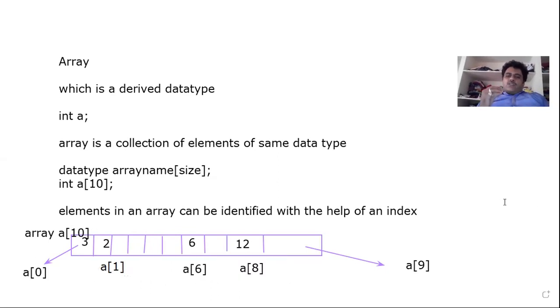So here array is one of the derived data types, with which we can define a new data type of our own with the help of an existing data type. So what is the syntax? The data type which is already available, and the array name along with its size. Sir, what happens if we don't mention the size? It will take nothing. So it is better to use the size. You have to specify the size.